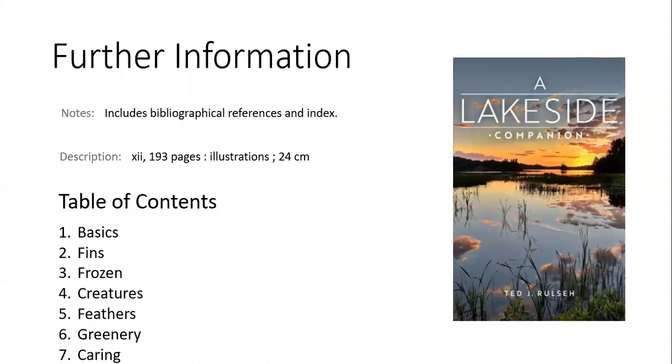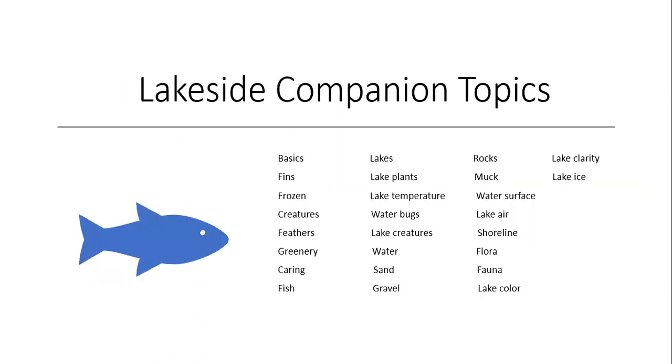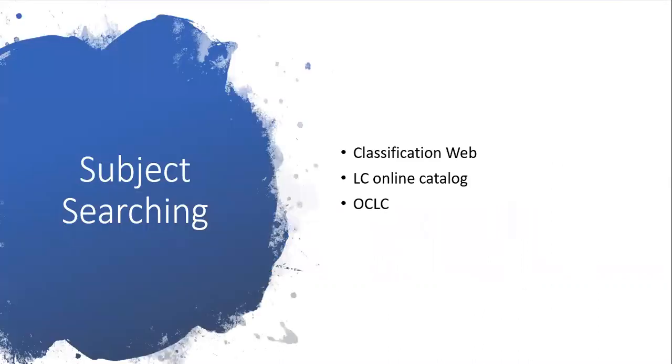So we know the book has illustrations. We know it's a nonfiction book. We don't have a subtitle, but we do have a table of contents. So we can use all of that information to come up with some topics. So here are some topics that I came up with from the summary note and the table of contents. So that can get us started on our search. So for this example, we're going to look at Classification Web, the LC Online Catalog, and OCLC.